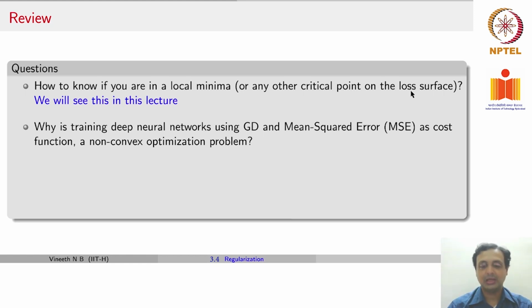The second question that we left behind was, why is training deep neural networks using gradient descent and mean squared error as cost function a non-convex optimization problem? I think we should probably spend some time here. Hope you try to answer this question and you have a good understanding of convex and non-convex functions. But let's very briefly review that before answering this question.